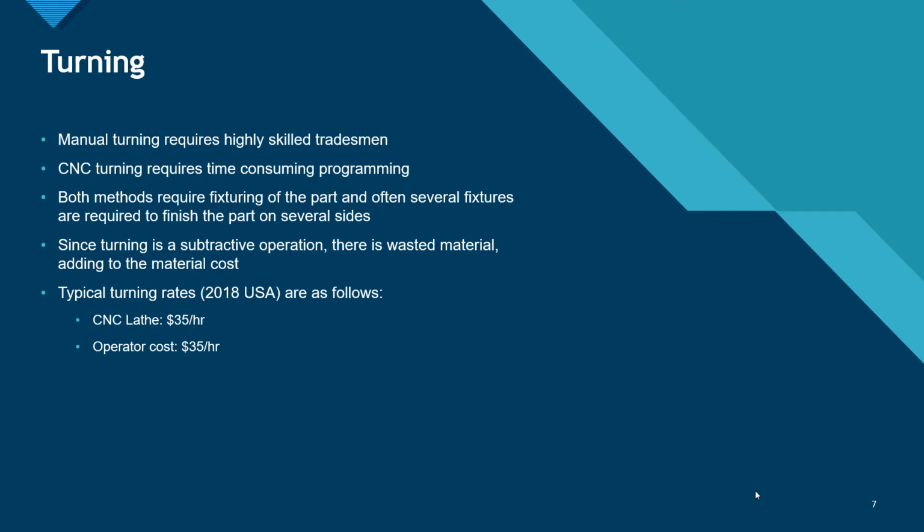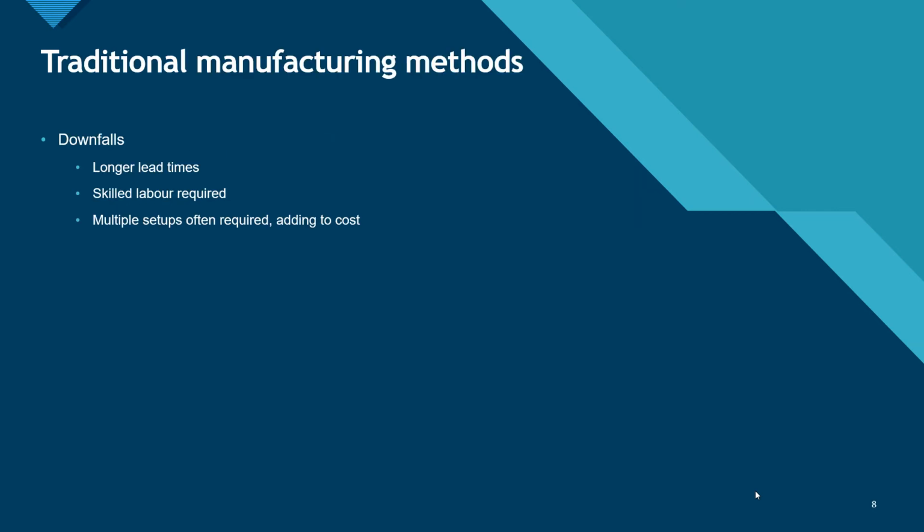Typically, a CNC lathe operator would earn $35 an hour and up, and the cost to operate the machine would be $35 an hour and up. Some of the downfalls of traditional manufacturing methods include the long lead times, the highly skilled labor required, and the multiple setups often required.